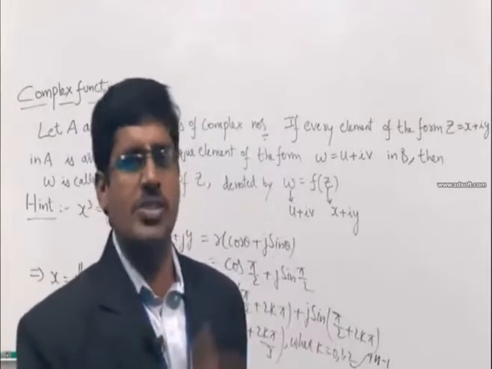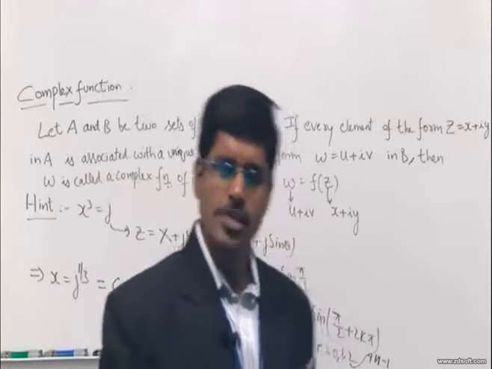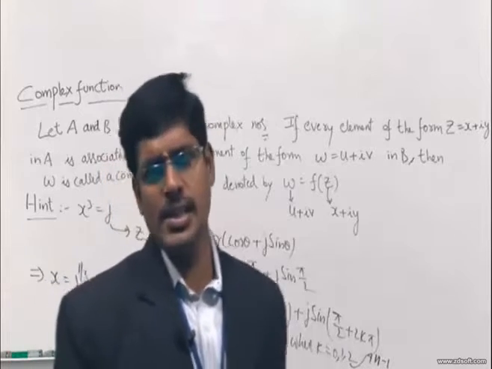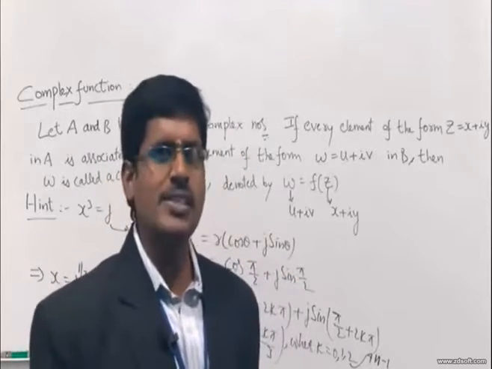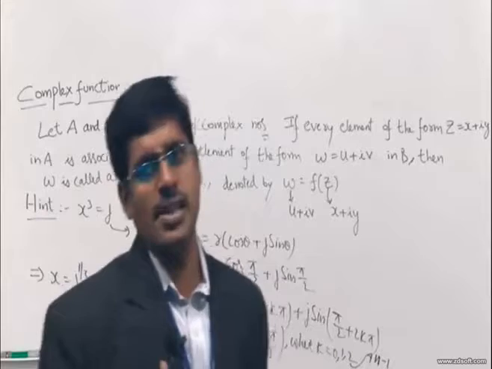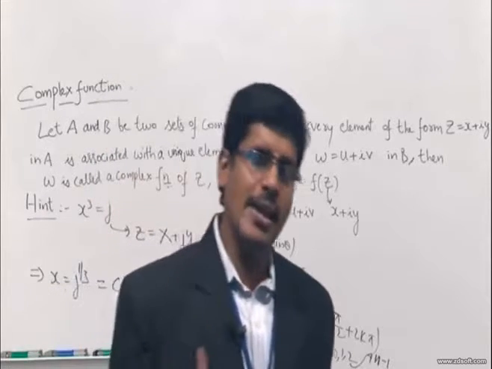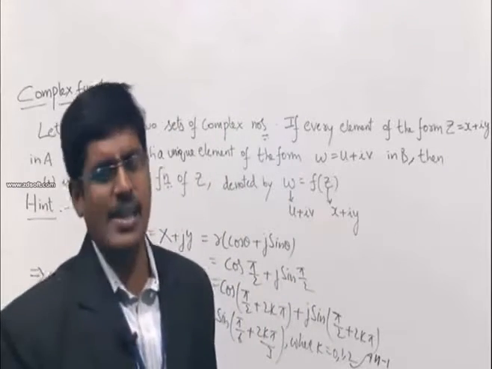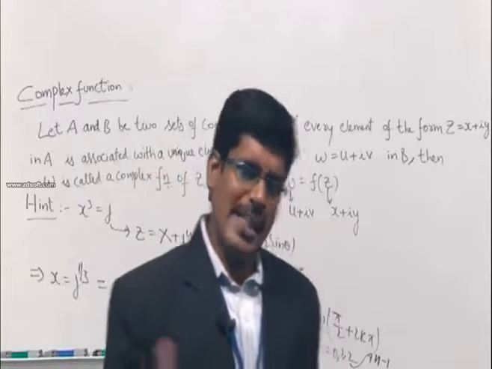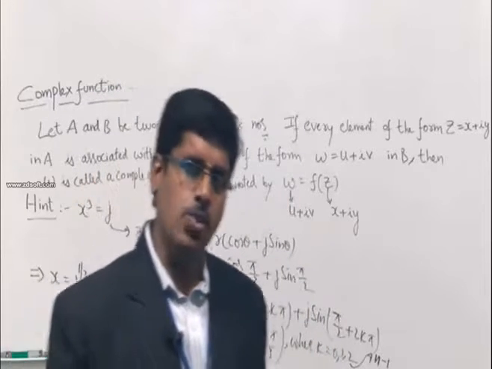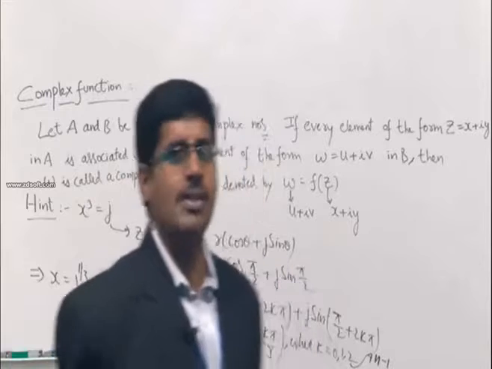Here that function is complex function denoted by W is equal to f of Z, where W contains two variables U, V, and Z contains two variables X, Y. Here two planes, W plane and Z plane. Z plane is the plane formed by real axis X axis and imaginary axis Y. And W plane is another complex plane formed by U axis, the real axis, and V, the imaginary axis.